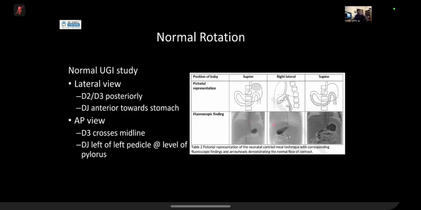Please continue. Fine. So as I was saying, on the middle picture, on the lateral view, your contrast goes retroperitoneally, okay? Then it goes up and anteriorly because your DJ flexure is really more an anterior structure. And on the AP view, what you're looking at is your D3 crossing the midline, and your DJ flexure is on the left of the vertebral body at the same level as the pylorus. Okay.